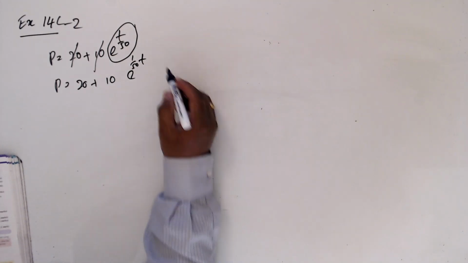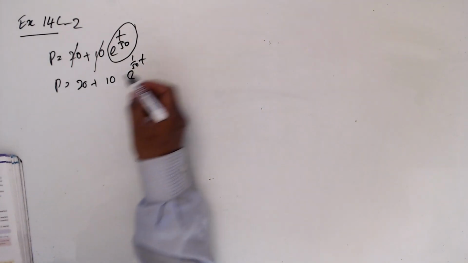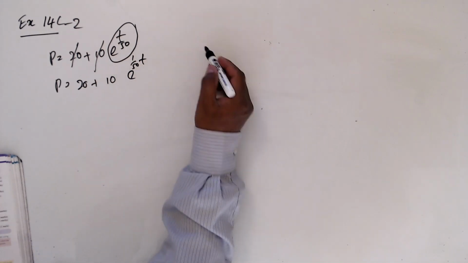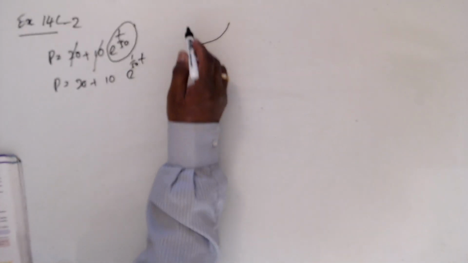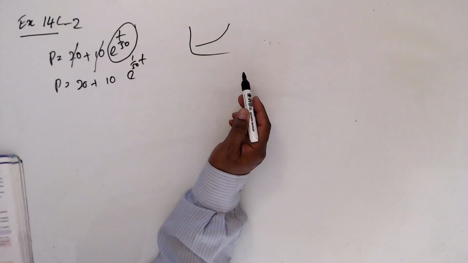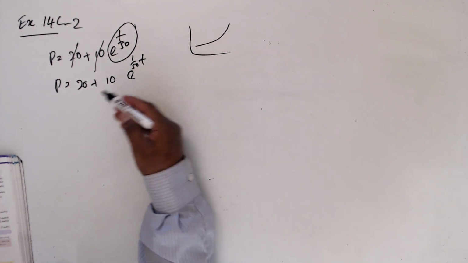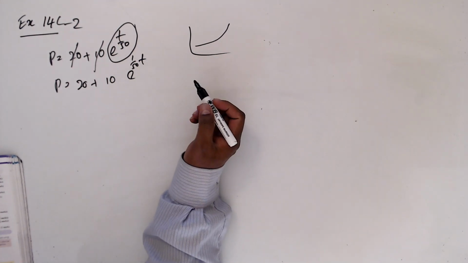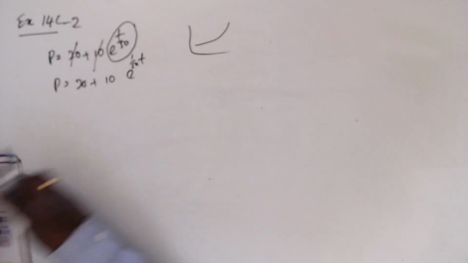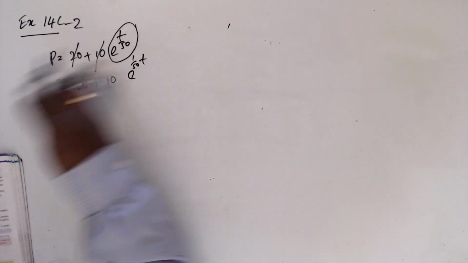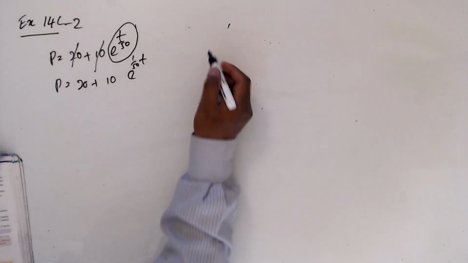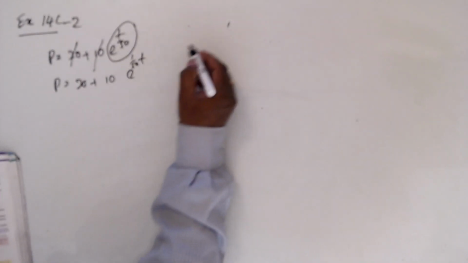So the curve is going to be something like this. Does it match the situation? How about the population with time, increasing or decreasing? Yeah, it is increasing exponentially. So yes, it matches our thinking.